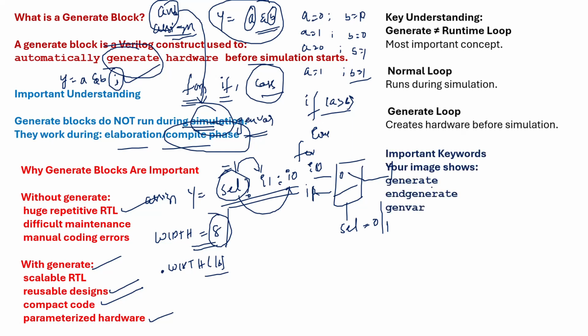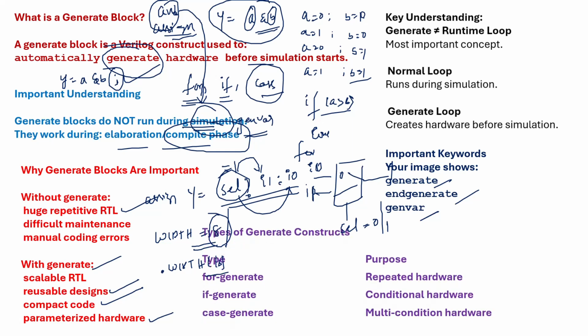See, generate, genvar, and endgenerate, all these are keywords in your generate loop. We have three types of generates, like for generate, because we need to repeat our hardware multiple times. For that, I'm using the for generate. And I want to repeat some conditions many times before going to the nested loops. Nested loop conditions mean, suppose I want to check the maximum value of three variables.